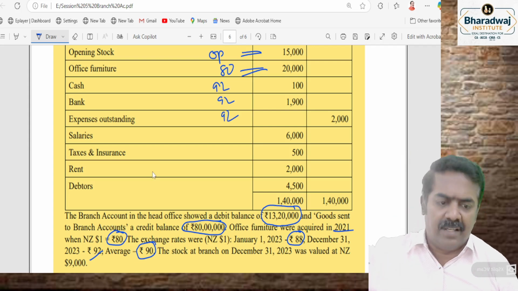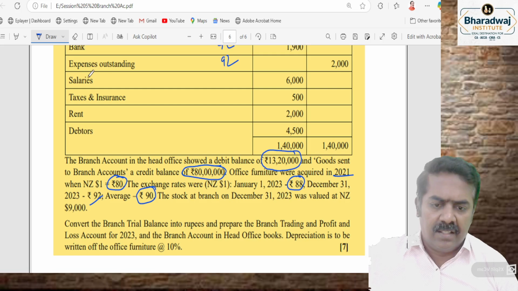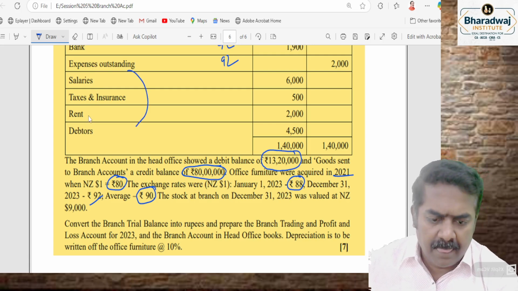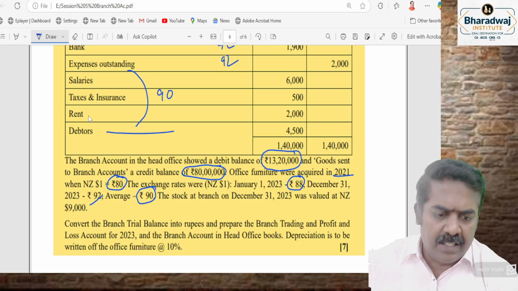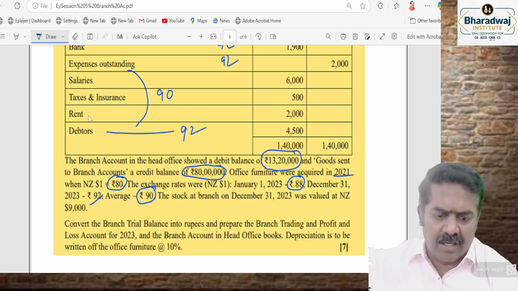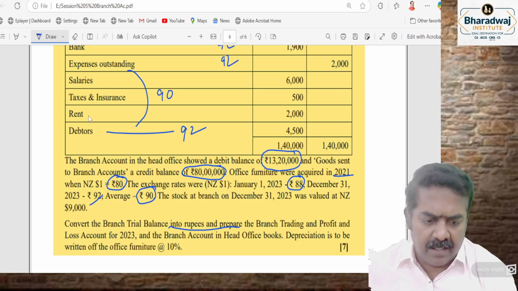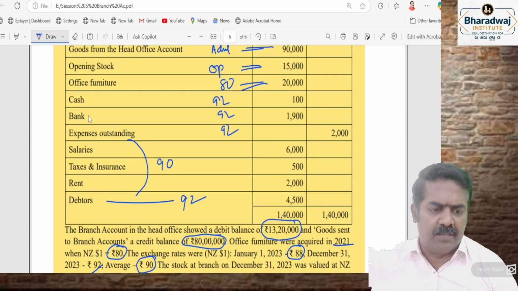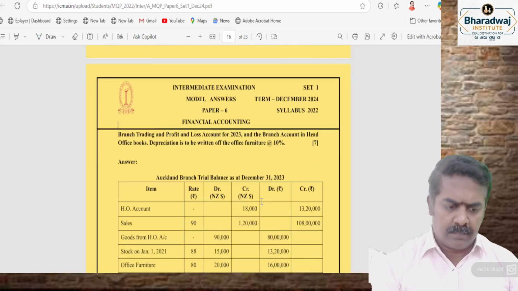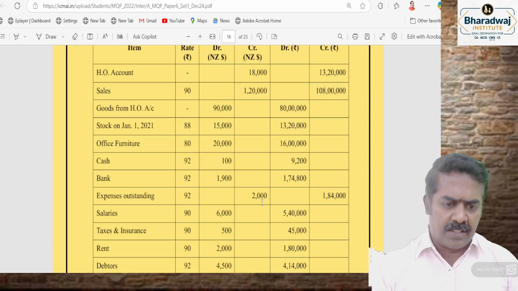Liability at the end of the year, closing rate. Then salary, taxes and insurance, rent, average rate. What is the average rate? 90. Closing debtors will convert using which rate? Closing rate. They ask you to convert the trial balance into rupees and prepare what? Trading and P&L account and a balance sheet in your office book. Just go through once again. We will just see the solution as I said.